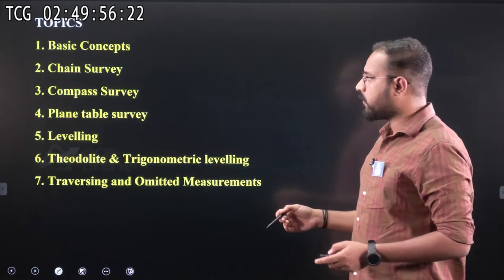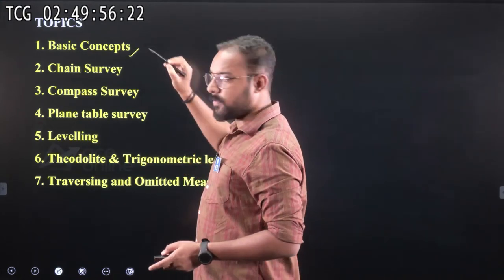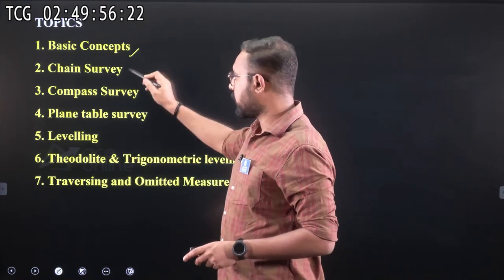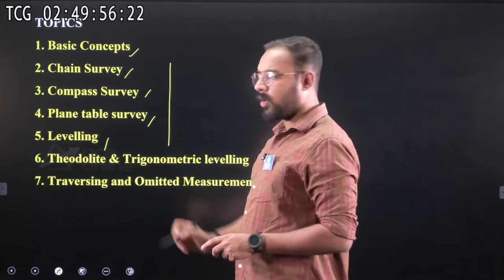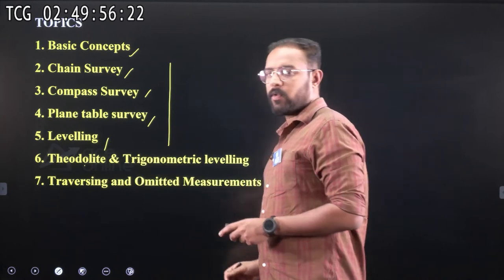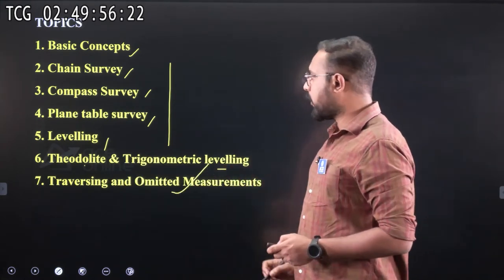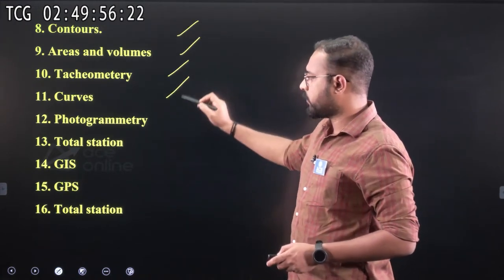If you look at the chapters of surveying, these are the major chapters. Basic concepts are very important; many questions come from the basic concepts of surveying. Chain surveying, compass surveying, plane table surveying, levelling: by these, all the four basic measurements are introduced one by one. Theodolite is going to give you the vertical angle. Trigonometric levelling is also there. Traversing and object measurement, followed by contours, areas and volumes, tacheometry, and curves.